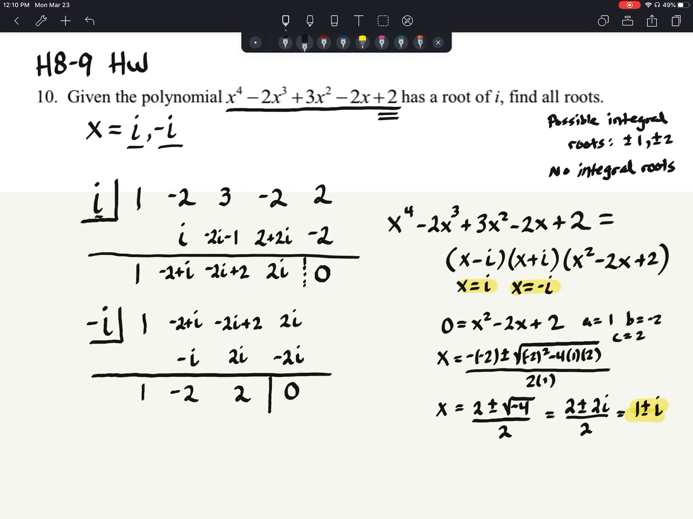So our overall answers for this one, there should be 4 complex roots. x is going to equal, we already had, our i, our negative i. Now we've got 1 plus i and 1 minus i. There are the 4 roots that we would have. Because remember, it's a degree of 4, so there should be 4 solutions.